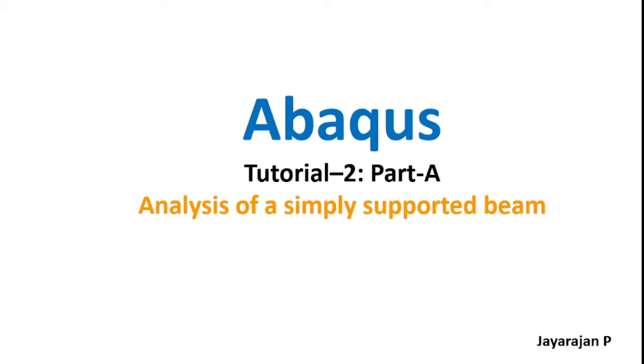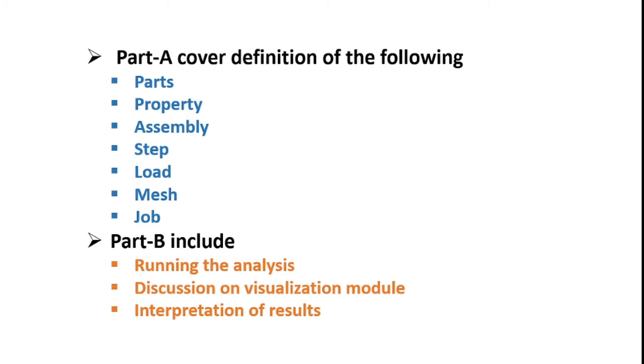Myself, Jarajan P. This is tutorial number 2 and explains analyzing a simply supported beam using Abaqus. This tutorial is split into two parts, part A and part B, to improve the visibility for the users. Part A covers the definition of the various modules such as parts, property, assembly, step, load, mesh, and job. Whereas part B includes running the analysis, discussion on the visualization module, and finally the interpretation of the results.